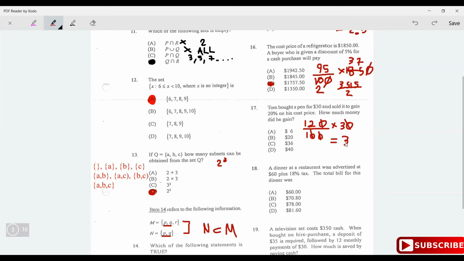If he sold it for $36, then his profit is $6. That's how much he gained, right? How much money he gained.